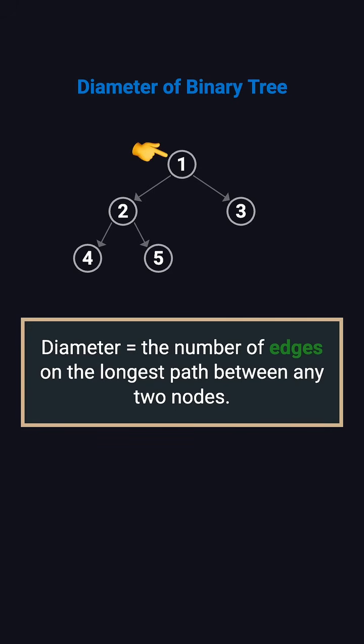The root is 1, with children 2 and 3, and node 2 has children 4 and 5. In this tree, the longest path is 4 to 2 to 1 to 3, which has 3 edges, so the diameter is 3. Now here is the trap.